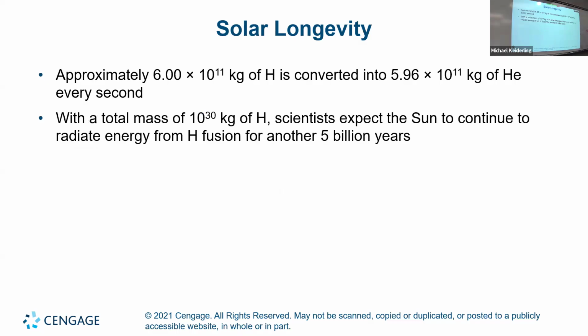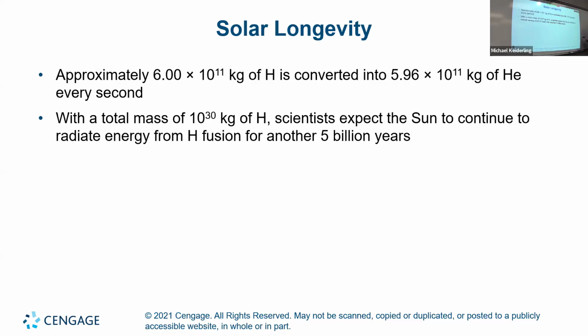So yeah, about 6 times 10 to the 11 kilograms of hydrogen gets converted into 5.96 times 10 to the 11 kilograms of helium every second. And you can see it's a little less than 1% lower mass. And with a total mass of 10 to the 30 kilograms of hydrogen, scientists expect the sun to continue to radiate energy from helium fusion for about 5 billion years.